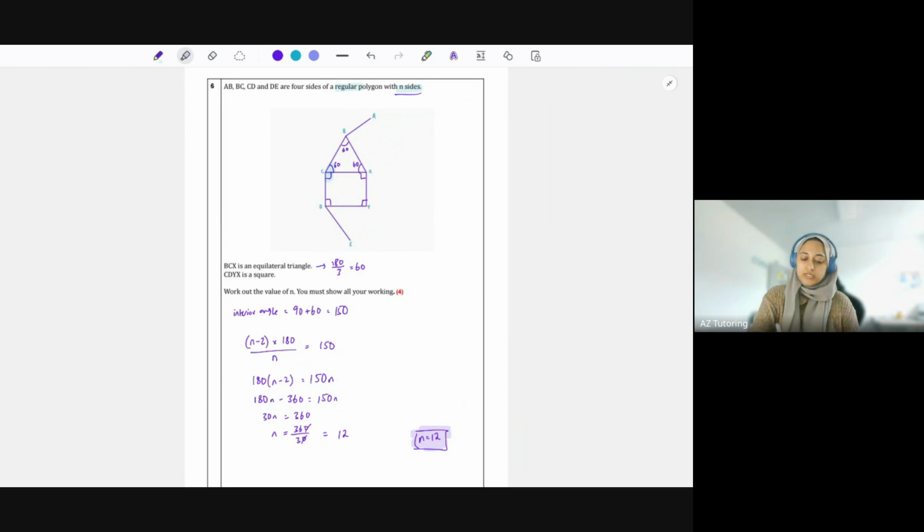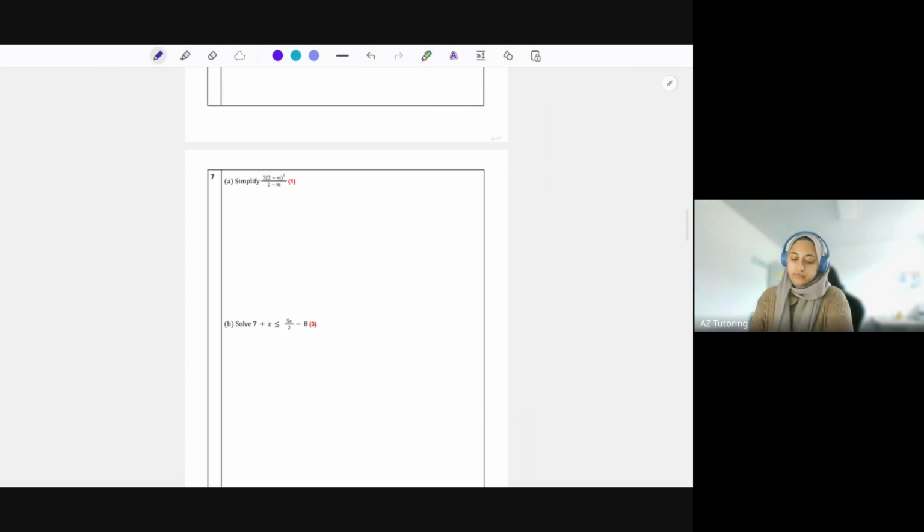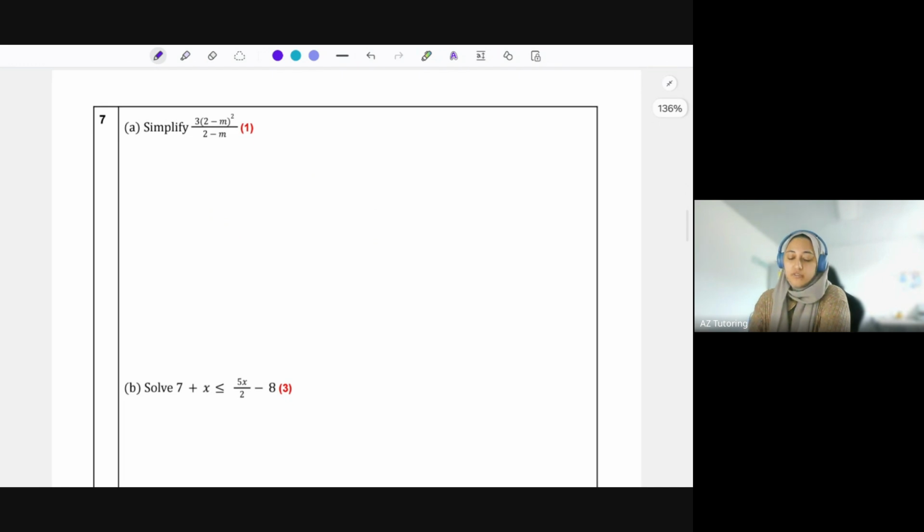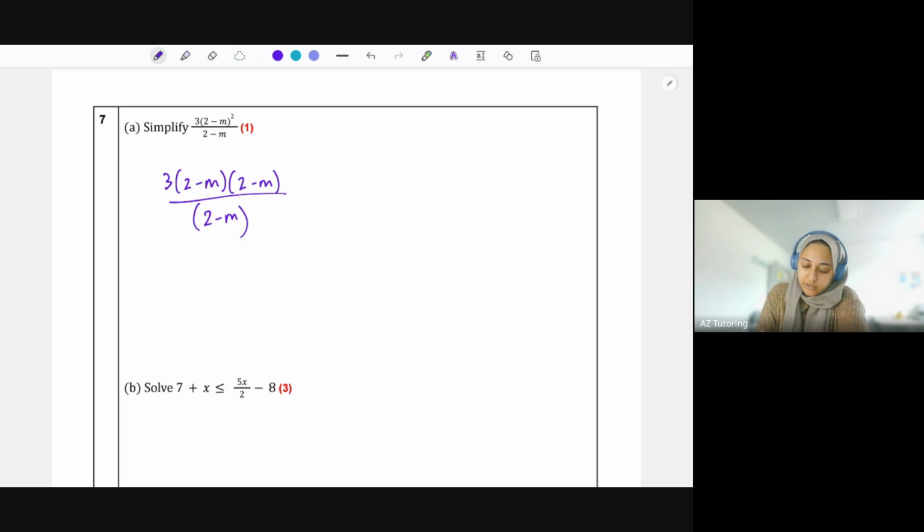Let's move on to question 7. Okay, so we've got an algebraic fraction that we're simplifying. Simplify 3 times (2 minus m) squared, and remember, (2 minus m) squared is (2 minus m) times (2 minus m), over (2 minus m), which I could put a bracket around. You can see that this cancels with one of these, so we're just left with 3 times (2 minus m).